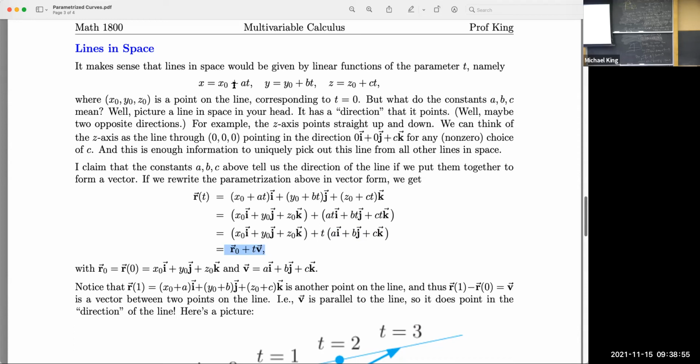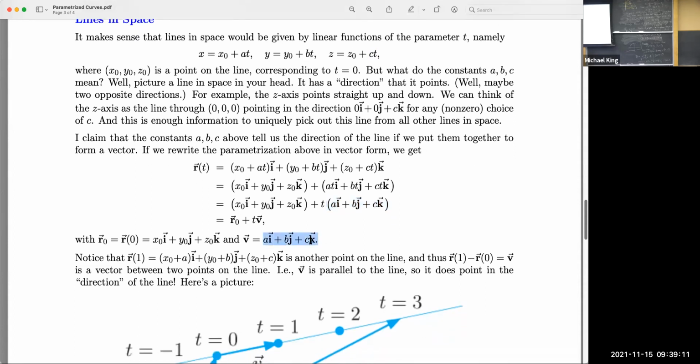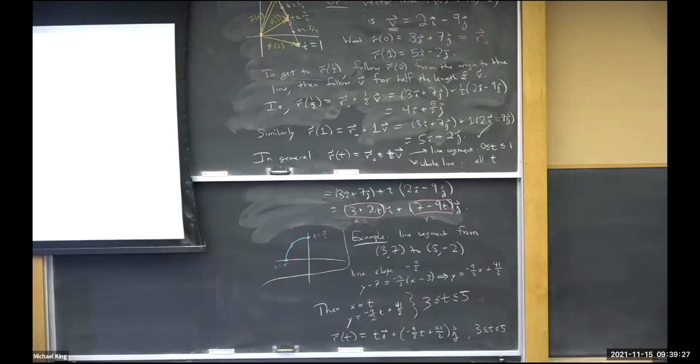If you plug in t equals 0, even all the way up here, then x naught comma y naught comma z naught is clearly a point on the line. And since a comma b comma c is the vector that you're following, that is actually the direction of the line. So it's kind of nice. The coefficients of t, like in this example, give you the direction of the line. That was that 2, -9 that we had here, right? And then the constants give you the point on the line. So let me just write that down as a general thing.